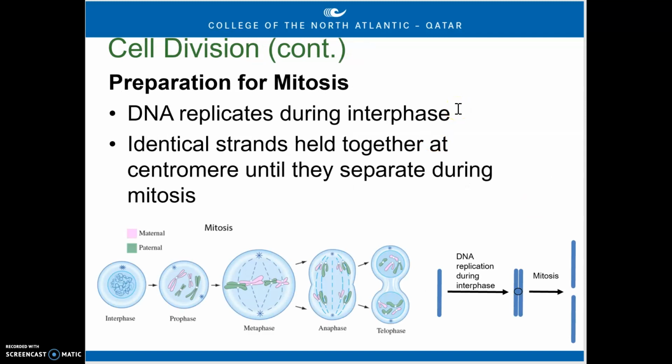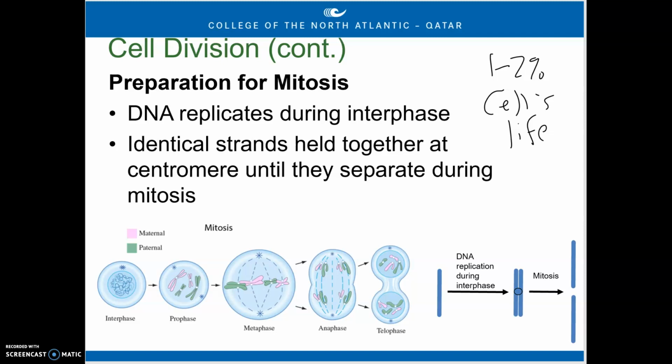Mitosis is a part of the cell cycle. And during the cell cycle, mitosis only accounts for about 1 to 2% of the cell's life. The rest of the time, the cell is carrying out regular metabolic functions. It only takes about 1 or 2% of its life while it's reproducing. Now, to get ready for mitosis, however, it does completely replicate its DNA.